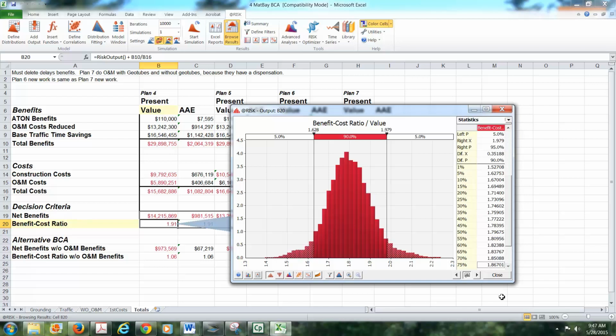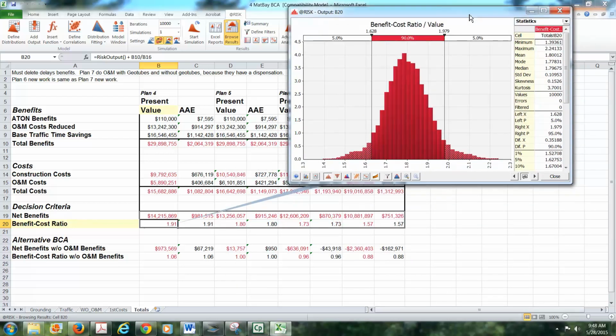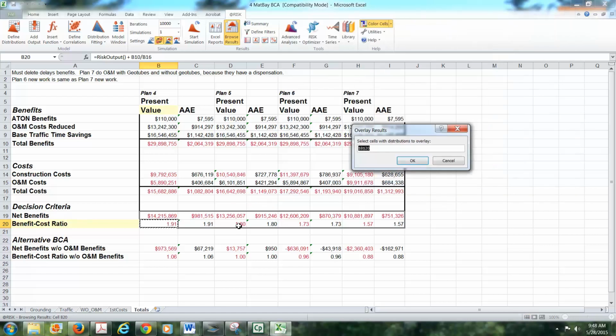If you are a decision maker, you need to consider this uncertainty and see what you think. In this case, that might be very good news. It says that the likelihood that this project has a benefit cost ratio less than 1 is 0, based on our estimation of 10,000 different possibilities here. Okay, so this is the benefit cost ratio for plan number 1. Let's add plan number 2.